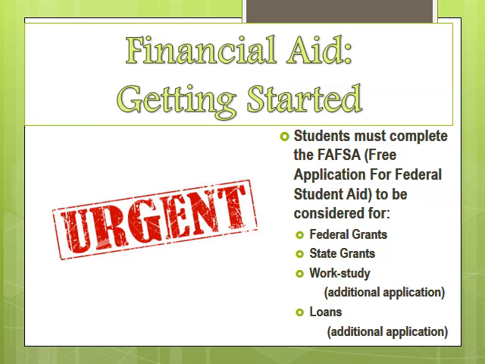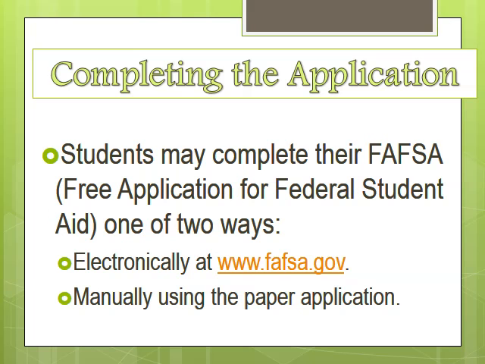The first step in applying for financial aid is to complete a FAFSA, which is a Free Application for Federal Student Aid, to be considered for federal grants, state grants, and work study and loans. Students may complete the FAFSA in one of two ways: electronically at www.fafsa.gov or manually filling out a paper application.